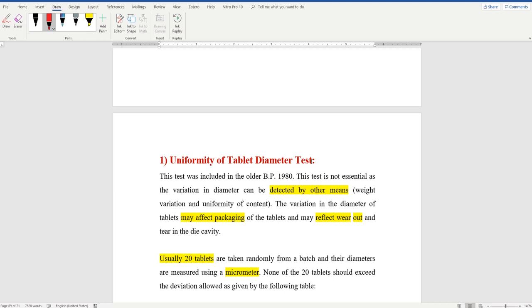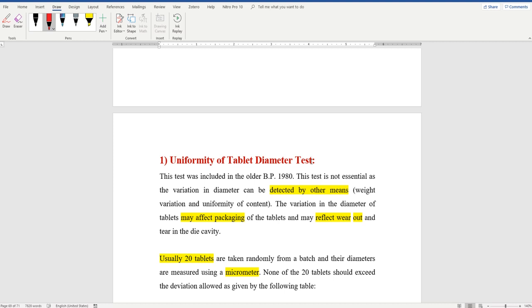This test was at one time a pharmacopoeial requirement, but it is no longer there because if there is a problem with the diameter, it could be checked by weight variation and some other methods. But in any way, usually the hardness tester or the resistance to crushing tester, as I told you, usually does both, and it will register for you the diameter as well as the resistance to crushing strength.